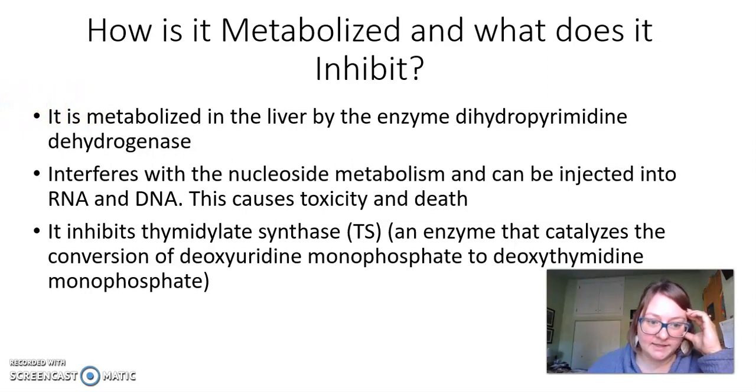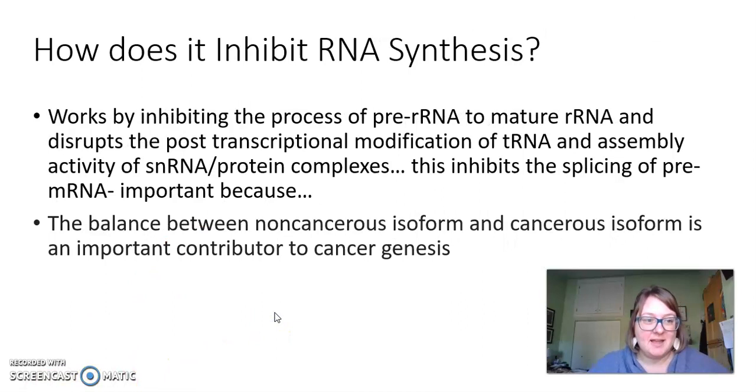It inhibits the thymidylate synthase, also called TS, which is an enzyme that catalyzes the conversion of deoxyuridine monophosphate to deoxythymidine monophosphate. And so all of these acronyms, or abbreviations, are going to be used when we get to the last slide, where I kind of show you the mechanism of how this works. So it's really important to try and keep them straight, which has been a challenge for me.